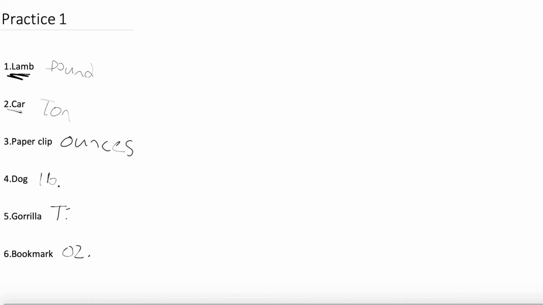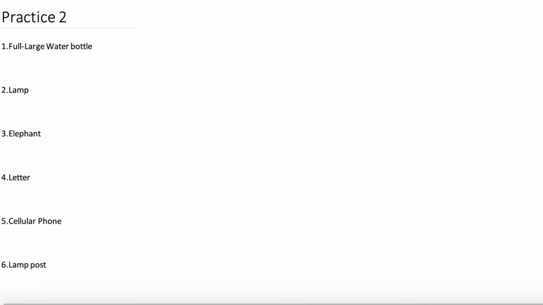So, with that done, let's go on to practice two. This is practice two. It's the harder version of practice one. So, in this one, we don't guess the unit each question has. We guess the weight of it.